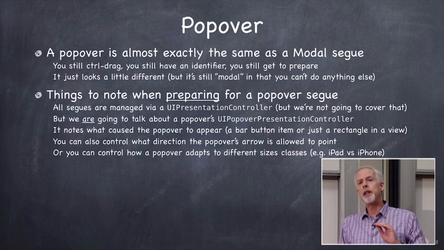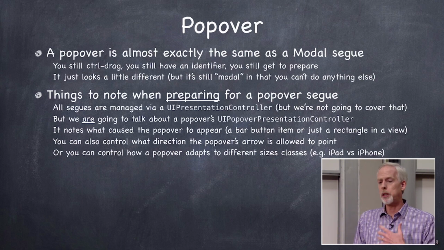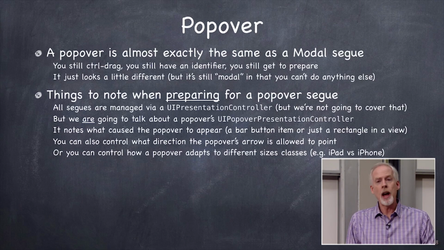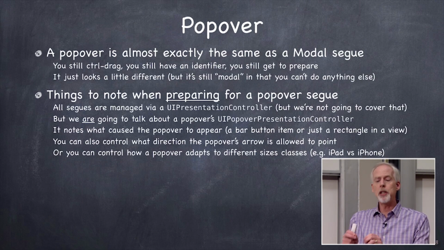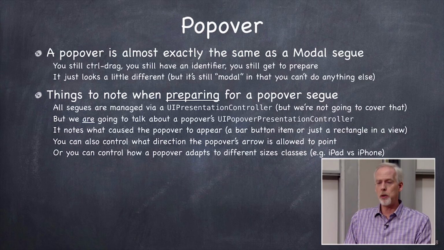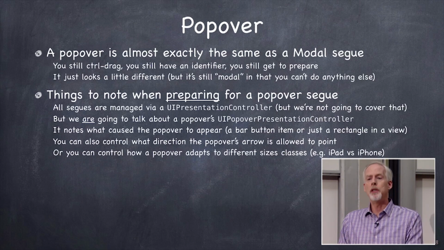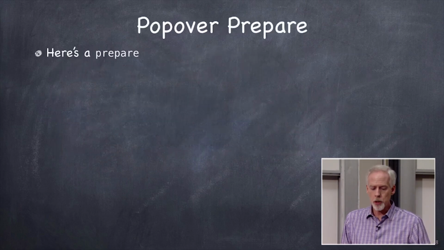And the way you do all this is through a mechanism that's built into iOS called presentation controllers. So all segues are managed by what's called a presentation controller, which I'm not going to talk about at all. However, Popover's controller, which is called UIPopoverPresentationController, is the place you want to reach into when you're preparing to do these things. Set the triangle, the little arrow where it points, do anything with the adapting mechanism, etc. So let's look at what that looks like.